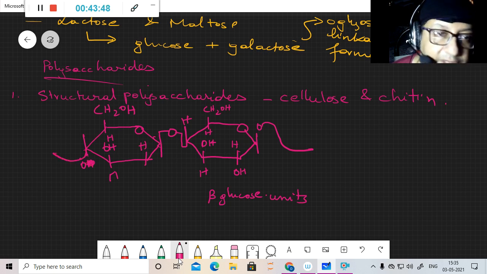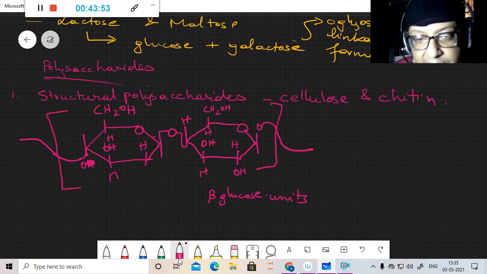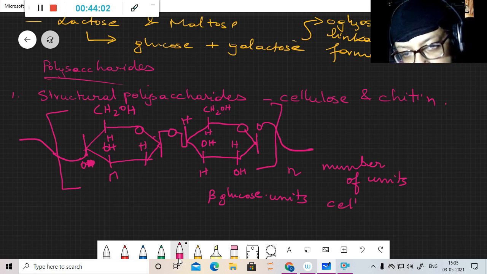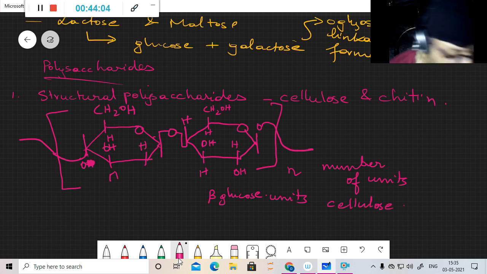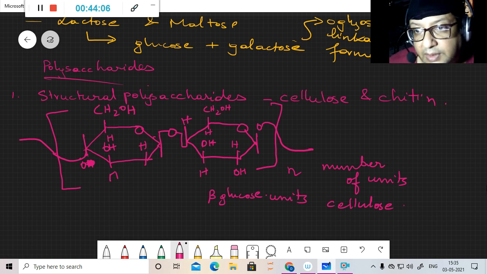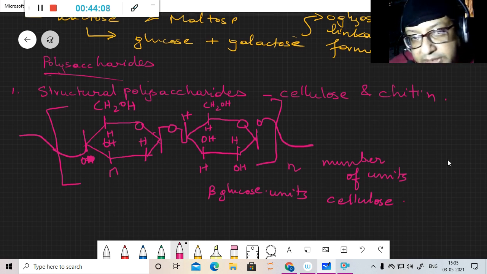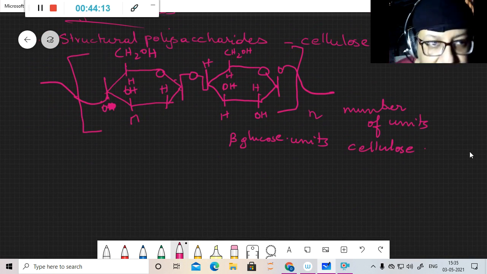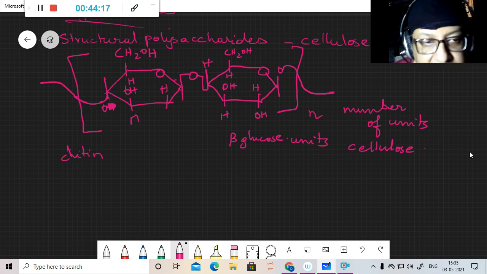Remove the H from here. Like this, if you have n number of units, you form cellulose. So from S. Satyanarayan's book, I would suggest you to read about the structures of chitin and cellulose.